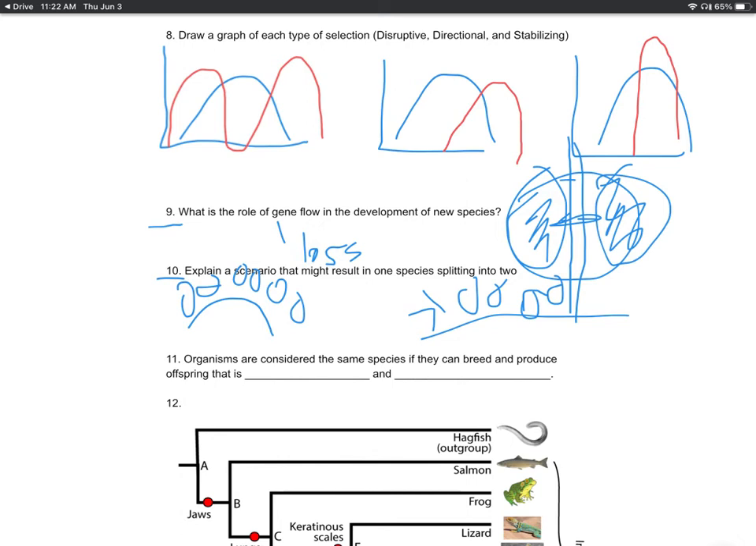So organisms are considered the same species if they can breed and produce offspring that is viable, meaning healthy, and fertile, meaning that those offspring can then produce their own offspring. So we had the example of the horse and the donkey being similar, but they're not the same species because their offspring, the mule, is not fertile. The mules cannot have babies of their own. Therefore, we do not consider horses and donkeys to be the same species.